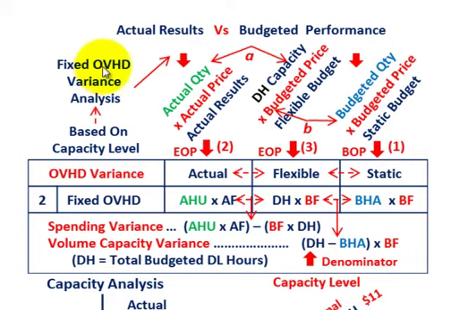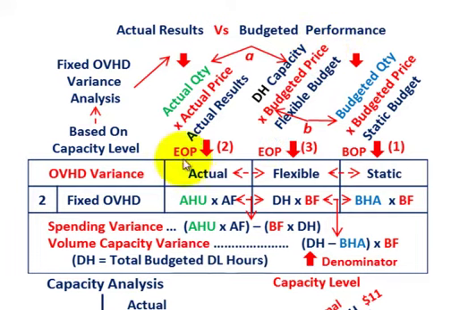What we're going to be going over here is fixed overhead variance analysis, and we're going to be basing this variance analysis for our fixed overhead on some different capacity levels that we determine for allocating our fixed overhead. For a variance analysis, really what you're looking at is taking some actual results for the period versus some budgeted performance.